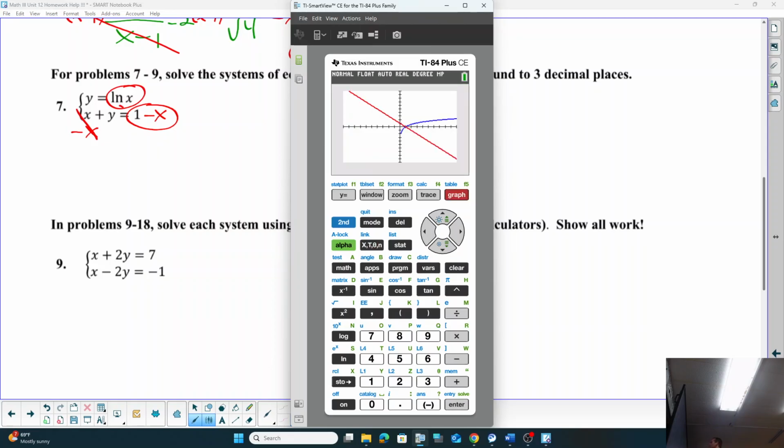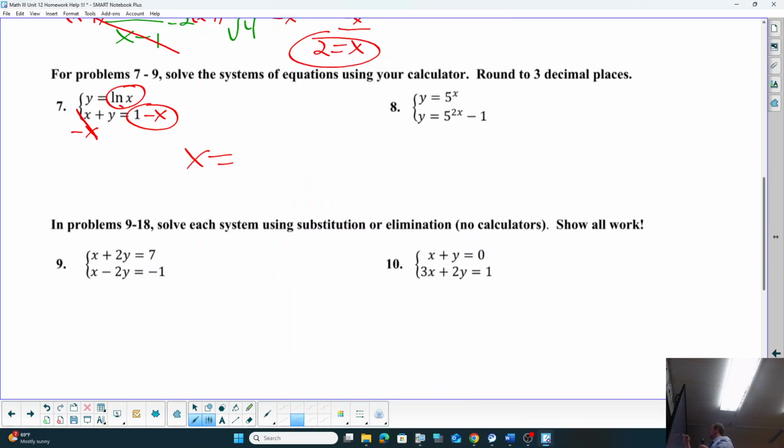Boom! You see that solution right there? Boom! Shakalaka. Boom! Right there at 1. So second calc or trace. We're going to do that intersection. Enter, enter, enter. Enter, enter, enter. We get 1, 0. So x equals 0, right? Y equals 1, x equals 0, 3 decimal places.